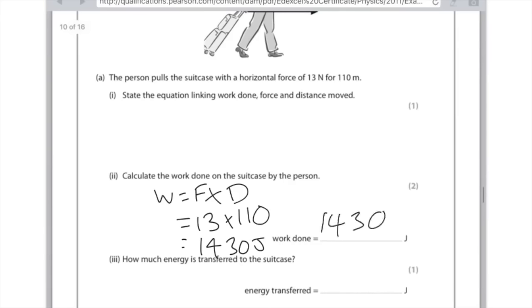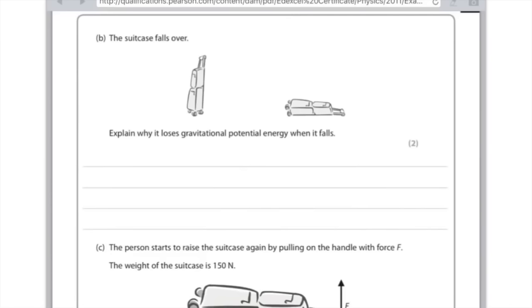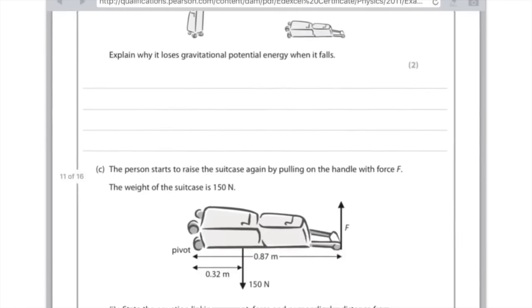Let's pop it here. How much energy is transferred to the suitcase? Okay, this isn't a trick question, just remember that work done and energy have the same unit, which is joules, so you can literally just copy that number down here. B, the suitcase falls over. Explain why it loses gravitational potential energy when it falls. Remember, you calculate gravitational potential energy by doing mass times gravity times height. Therefore, we know that gravitational potential energy depends on height, so there's your first mark. And therefore, as it falls, h will obviously decrease, and that's all you really need to say.